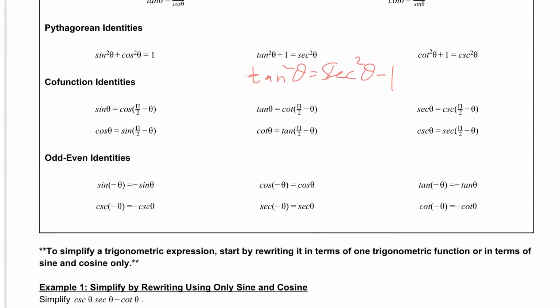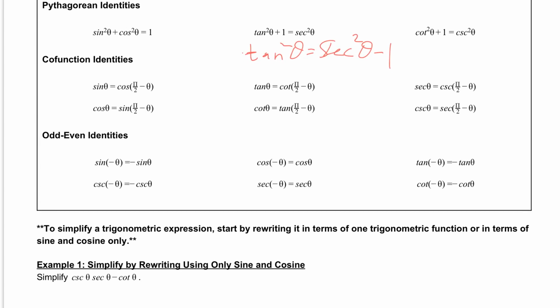And then the odd and even identities, this tells us that the sine of a negative angle is going to be the opposite of the sine of theta. And that goes for the cosecant. So all you really need to do is memorize the top ones, and then the reciprocals are going to be the exact same way. So if the sine is that, the cosecant is also going to be that way. The only ones that are going to be positive are the cosine and the secant.